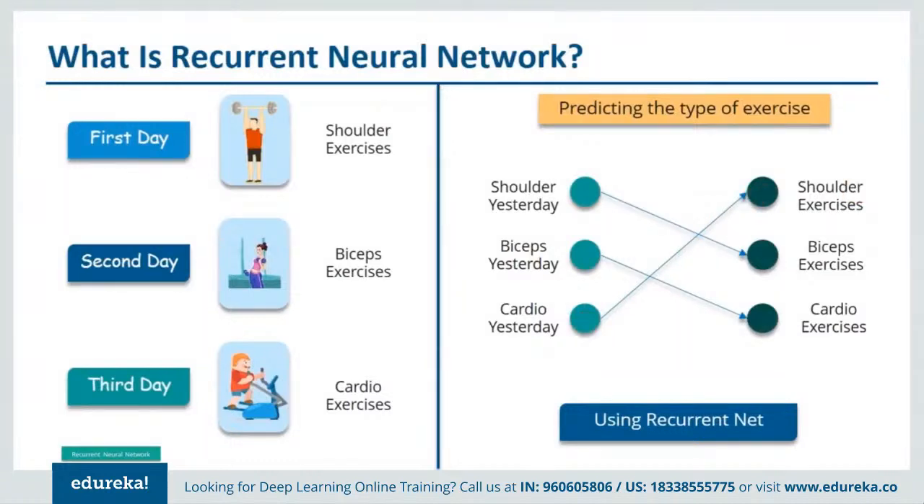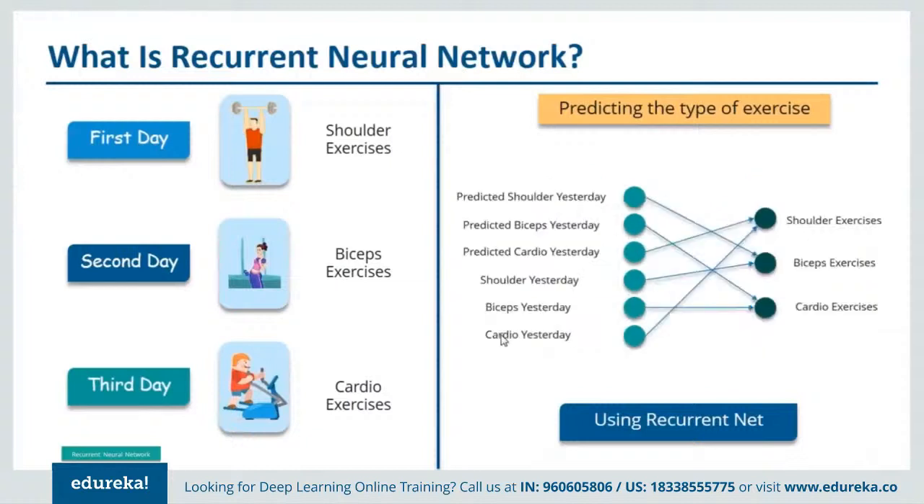Now there can be one scenario where you are unable to go to gym for one day. Due to some personal reasons, you could not go to the gym. Now what will happen at that time? We'll go one timestamp back and we'll feed in what exercise happened the day before yesterday. So if the exercise that happened the day before yesterday was shoulder, then yesterday there were biceps exercises. Similarly, if biceps happened the day before yesterday, then yesterday would have been cardio exercises. Similarly, if cardio would have happened the day before yesterday, yesterday would have been shoulder exercises.